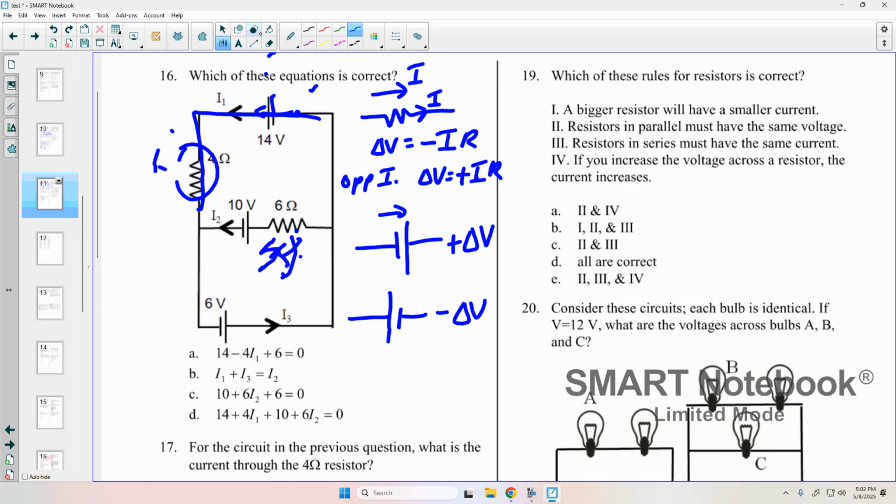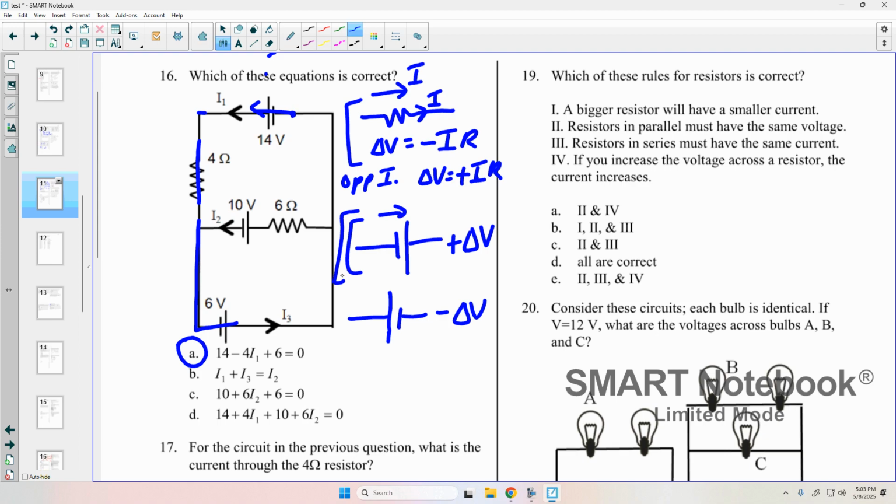So let me erase this. We'll step back through that. With that in mind, as I'm looking at this equation, which turns out to be the right answer, I'm starting here. I should have a positive 14 because I'm going from little to big. I should have a negative 4i1 because I'm going with the current. And then coming back down here, I have a plus 6, like this situation where I'm going from little to big, and then I come back to where I started. So A is the right answer, okay?